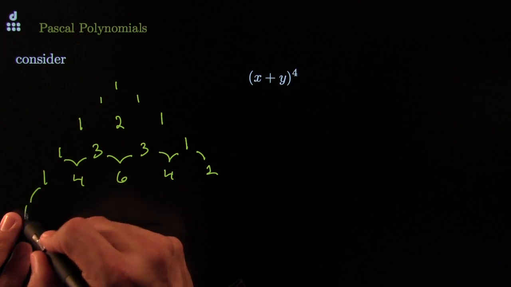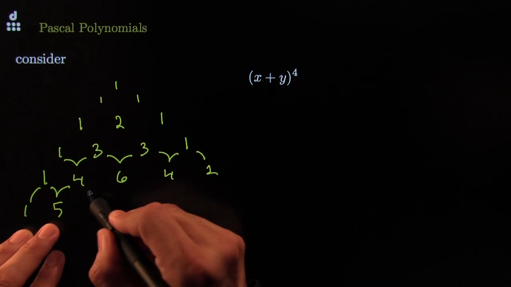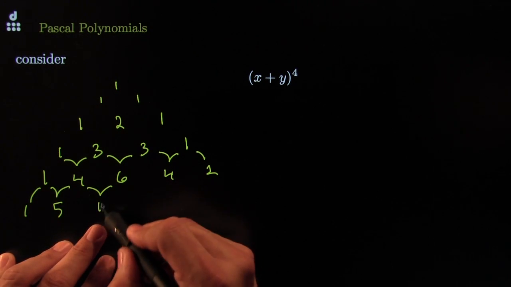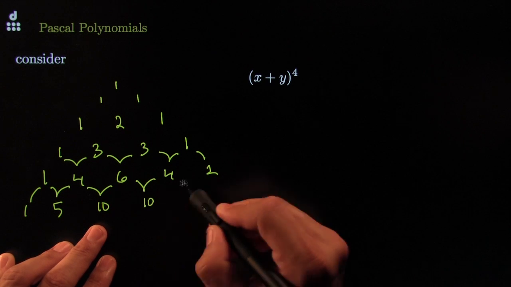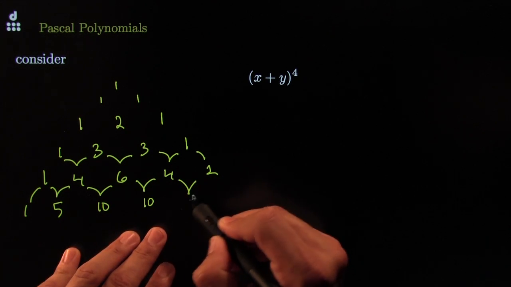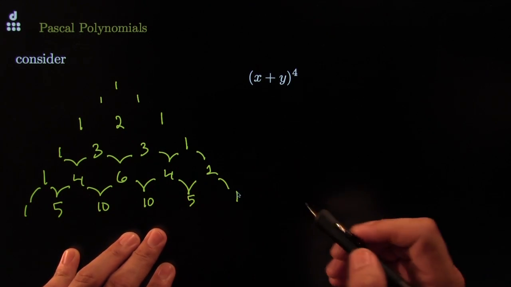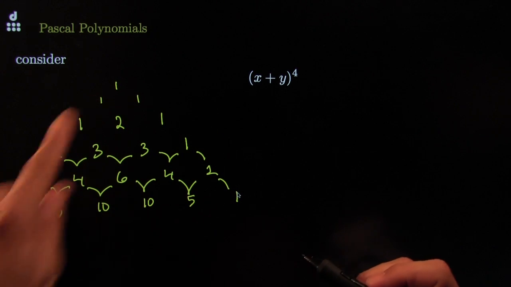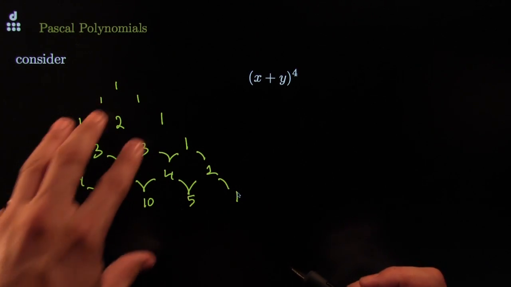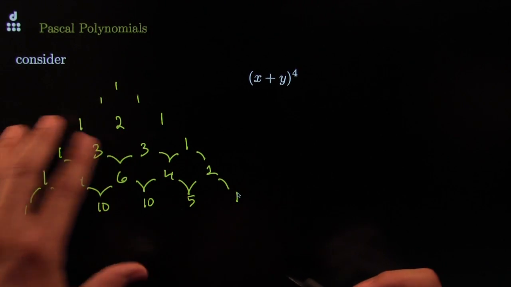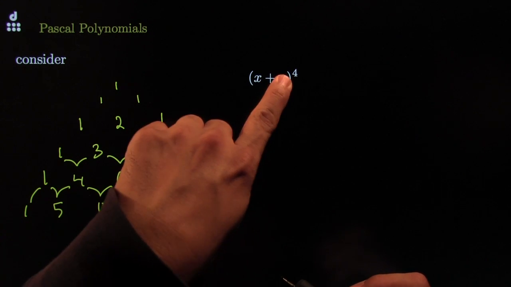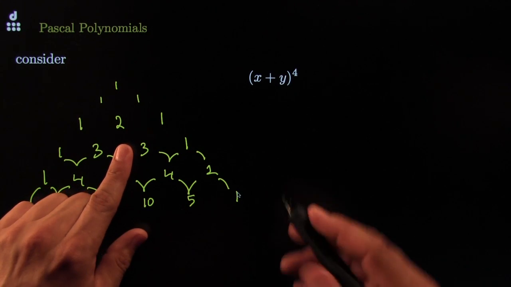Here I only have a 1, here I have a 5, here I have a 10, here I have a 10, here I have a 5, and here I have just a 1. And so this is famous, this is called Pascal's triangle. The reason it's famous, among other things, is that it tells you the coefficients of these expansions. Let's take a look at what happened here.